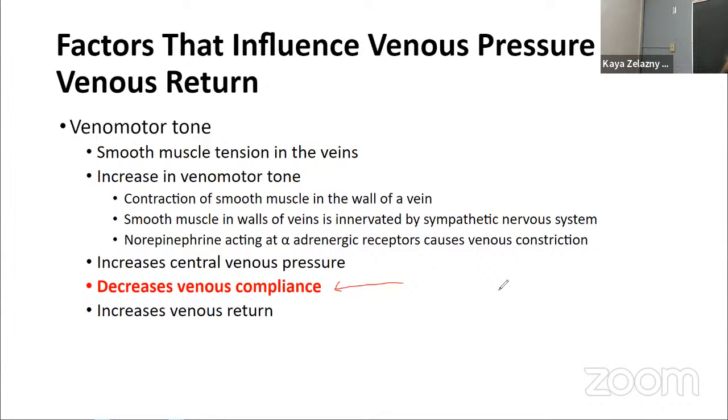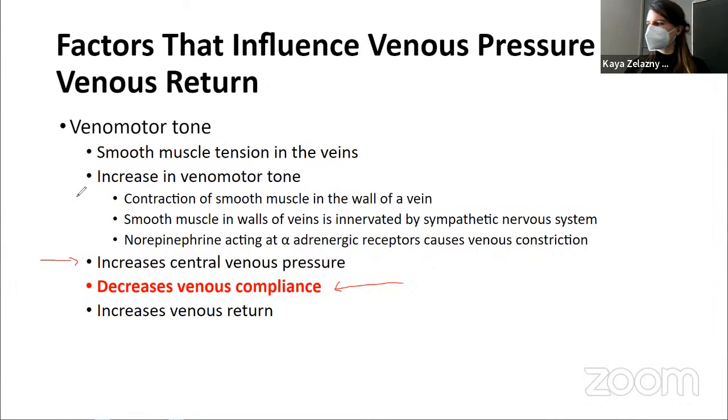When we decrease the venous compliance, we're increasing pressure as well, because we still have volume going into the veins, but now we have those tense walls. So there's more pressure because there's that constraint on the blood.